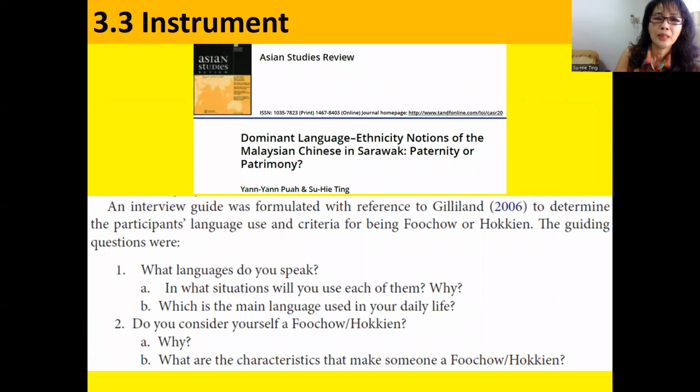Here is an example of interview questions that is put in a journal paper that I have written. An interview guide was formulated with reference to Gilliland 2006, that means adapted from Gilliland 2006, to determine the participants' language use and criteria for being Foochow or Hokkien. The questions are 1 and 2 with the sub-questions.